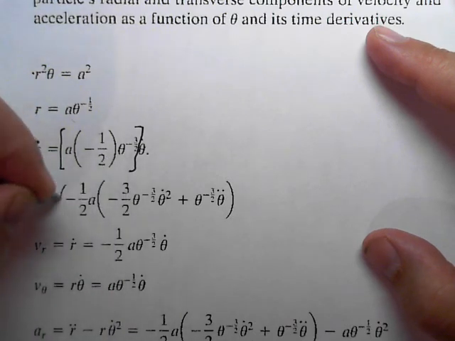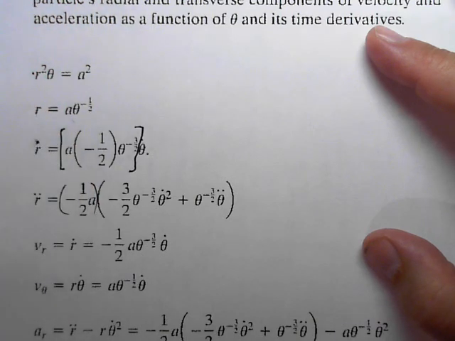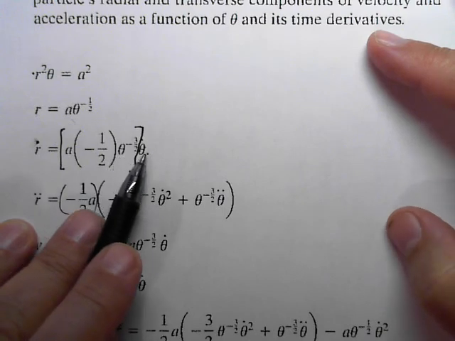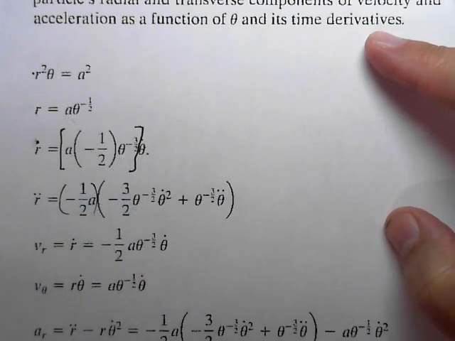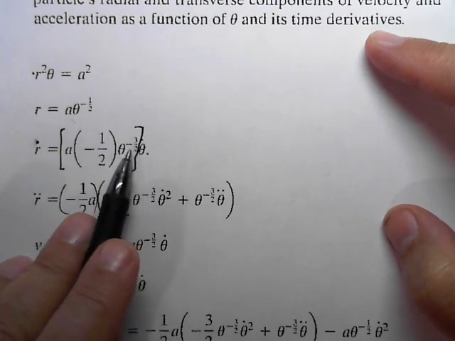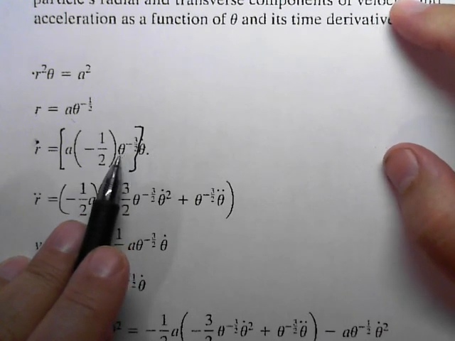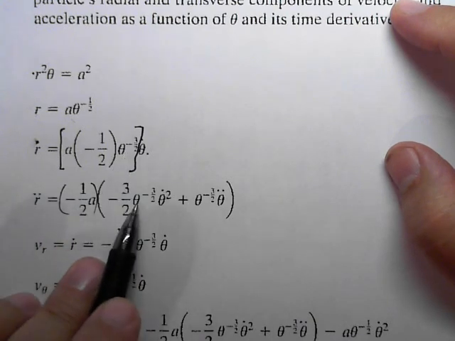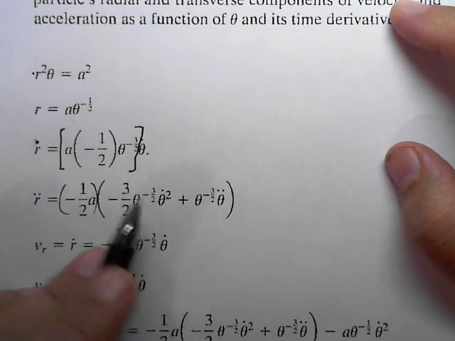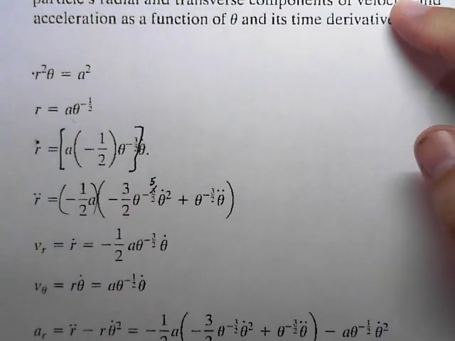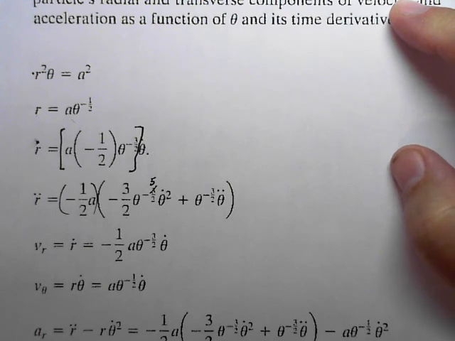So let's just bring that piece out. A times minus 1/2. Then we're left with taking the derivative of theta to the minus 3/2 multiplied by theta dot. The derivative of theta to the minus 3/2, which would be a dr d theta piece, is going to be minus 3/2 theta to the minus 5/2. This should be theta to the minus 5/2. The author got that wrong and put a 3 there. So that's a theta to the minus 5/2.